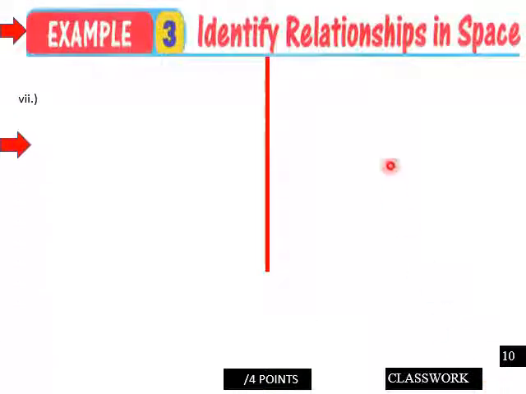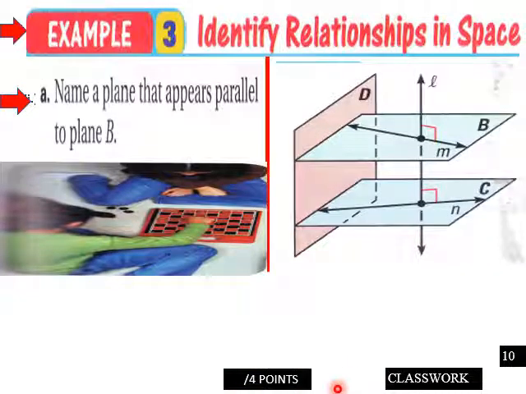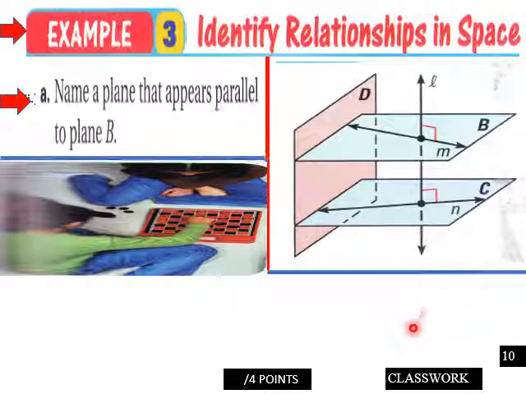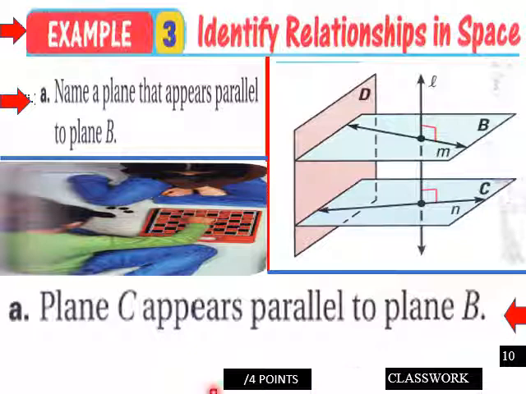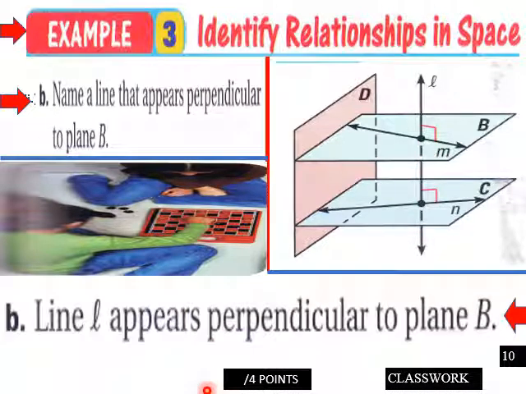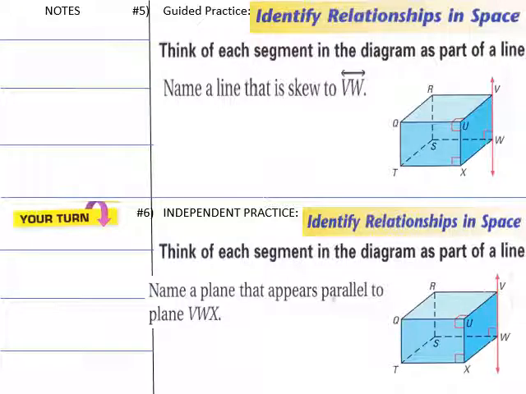Classwork page 10. Identify relationships in space. Name a plane that appears parallel to plane B. Here's plane B. Plane C appears to be parallel to plane B. Two perpendiculars here. Name a line that appears perpendicular to plane B. So to plane B, line L appears to be perpendicular to plane B.